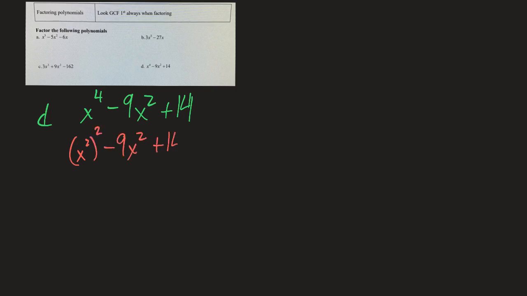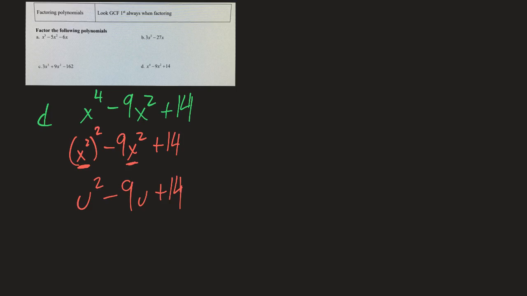Now, if we look at D, we've got x to the 4th minus 9x squared plus 14. And if we look at this, you're immediately like, wait, there's no GCF here, okay? What we're going to do is we're going to treat this like it's a quadratic, even though it's not exactly a quadratic. So what I'm going to do is I'm going to pretend this is x squared squared, 9x squared plus 14. And what we're going to do very simply, we'll just call these a different letter. We're going to call them u. So here's u squared minus 9u plus 14. And this is something we can easily factor.